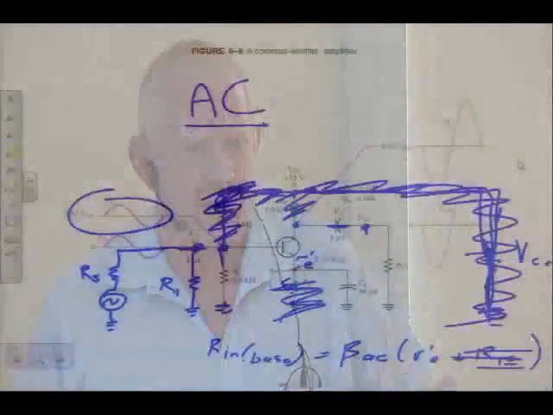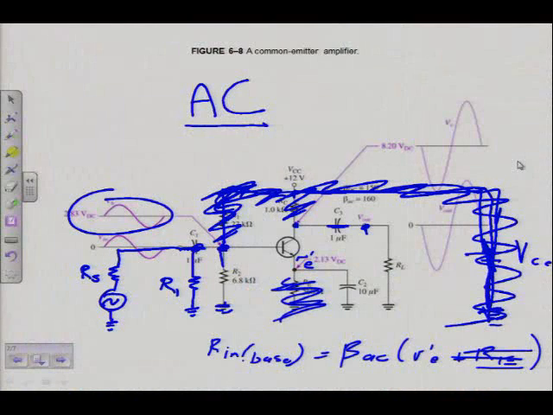But you understand now why, no? I'm not going to ask you to do the derivation. I just ask you to understand why it is beta times r'e. Are you with me? All right. Then the output resistance, equation 6.4, output resistance is RC. The output is taken at the collector. What have we learned in the previous section?